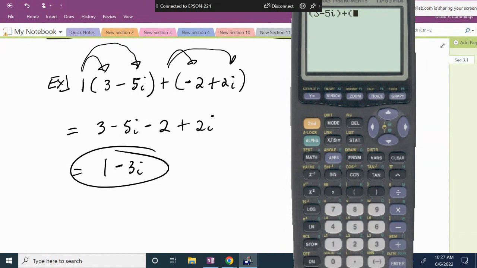Plus, okay, I'm going to put another begin parenthesis, negative. So I'm going to use a negative and not the minus. 2 plus 2i. All right, and if I hit enter, I get 1 minus 3i. So keep in mind, in order to perform these operations, your calculator must be in complex number form.